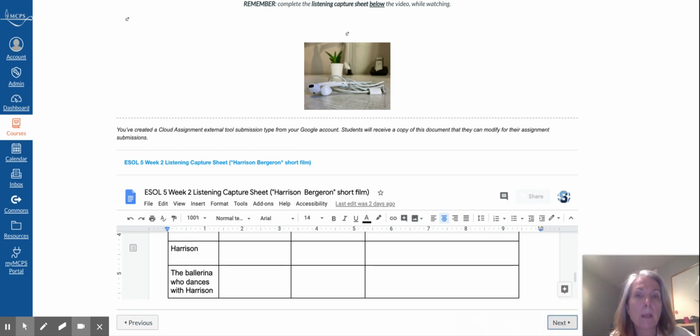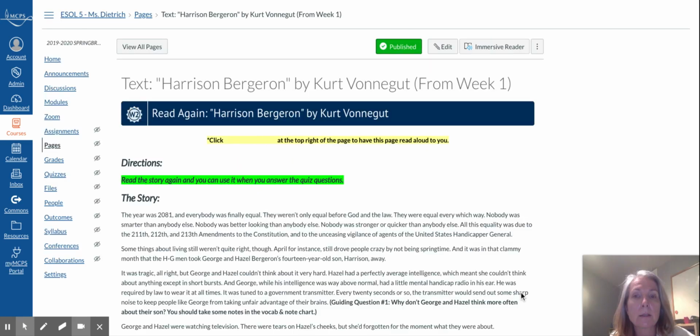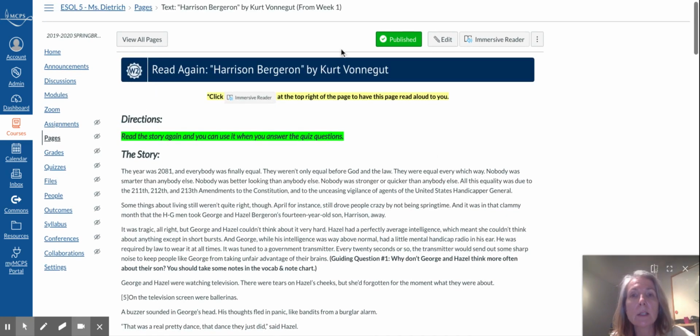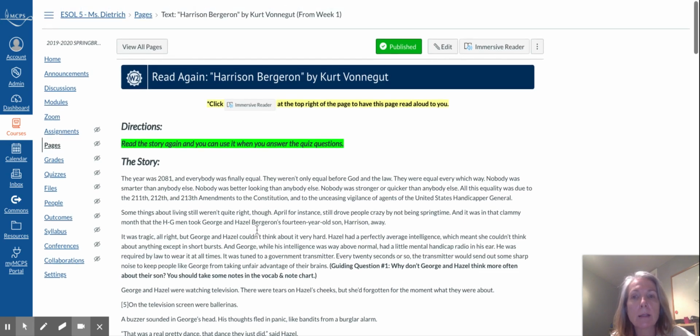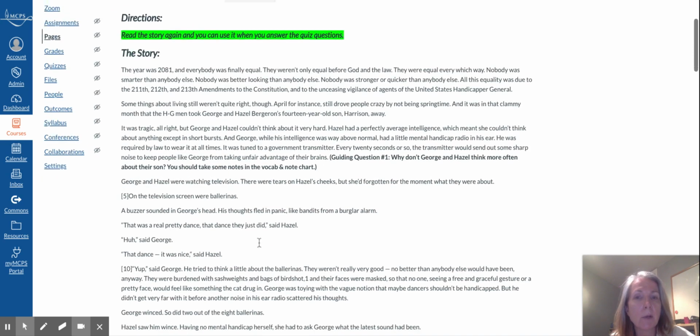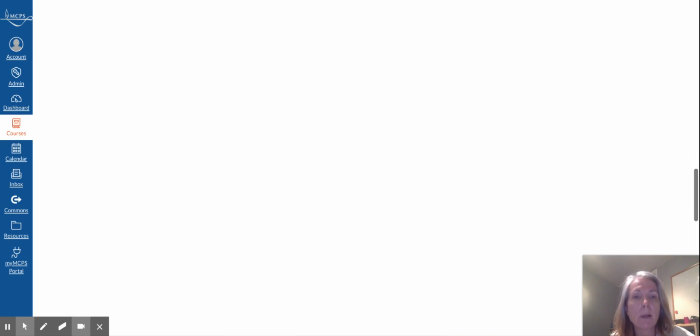Okay. The next thing you have here is a copy of the text that was given to you in week one. In green here, it says, read the story again, and you can use it when you answer the quiz questions. So you are going to take a quiz about this story, and I just wanted to give you another copy of it so that you would have it. Okay.